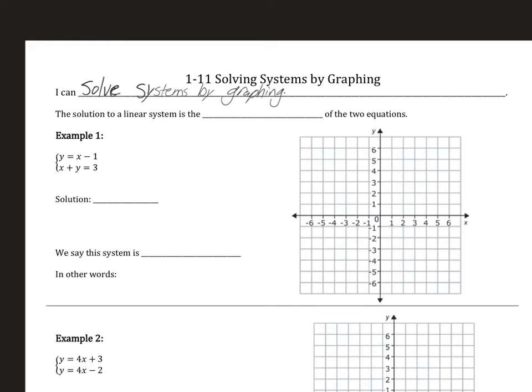Hello everybody, so today we are doing 1.11, solving systems by graphing. We're going to write down: I can solve systems by graphing.